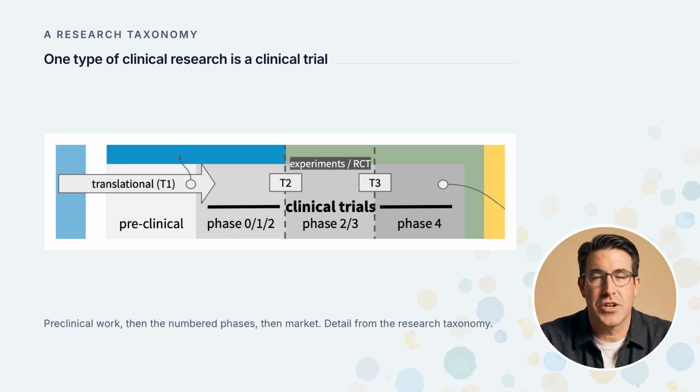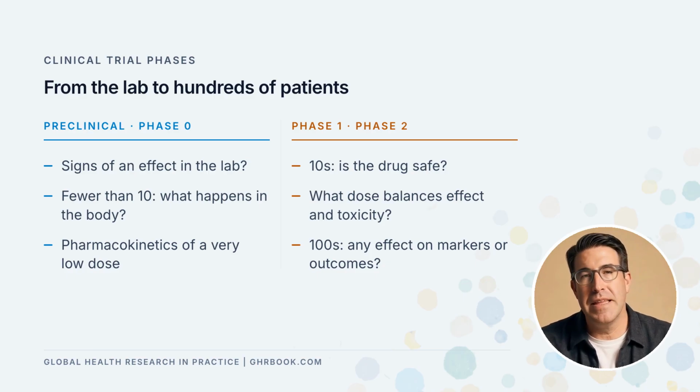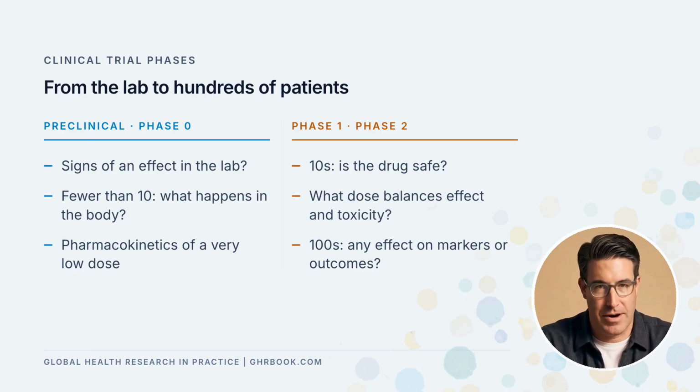One type of clinical research is a clinical trial. If you've ever wondered why it takes so long for a promising treatment to reach patients, the phases of a trial help explain why. Here's that part of the taxonomy up close. Preclinical work, then the numbered phases, then market. In the United States, drugs, biologics, devices, and instruments complete these phases prior to going to market.